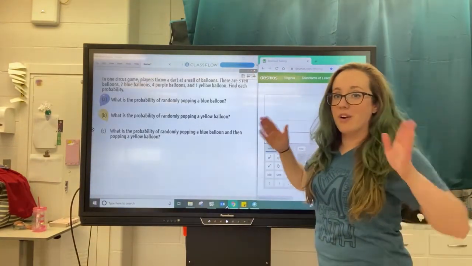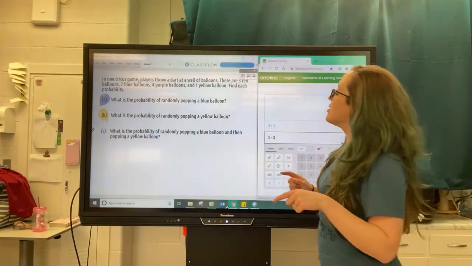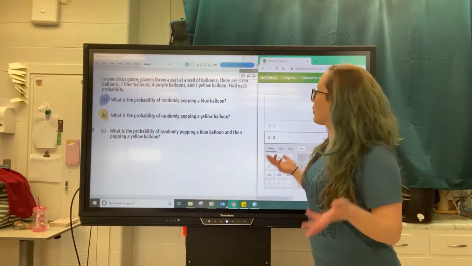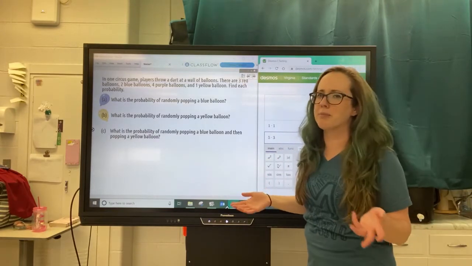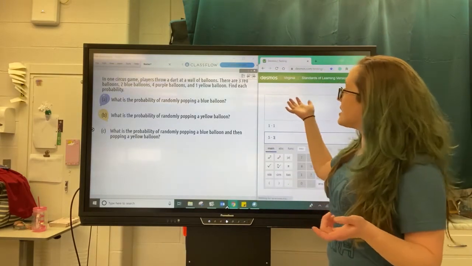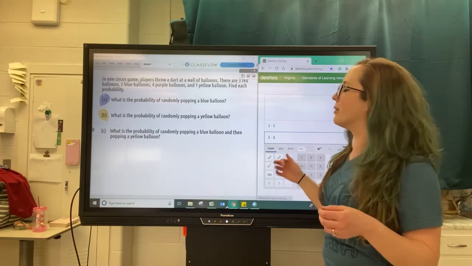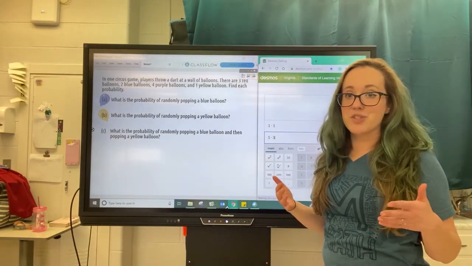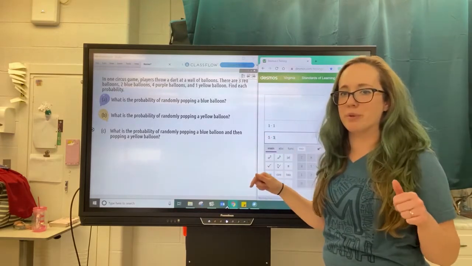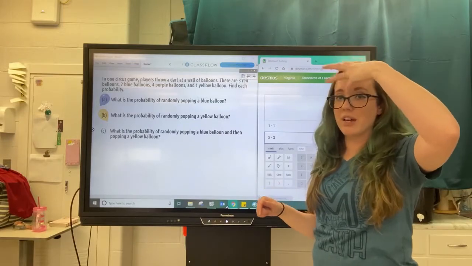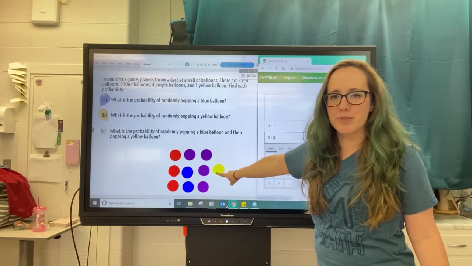All right, so our next problem is a little bit different, but we're going to start off with the easy stuff again. So it says, in one circus game, players throw a dart at a wall of balloons. Maybe you've seen that before. Probably not at the Salem Fair, but maybe somewhere else. At this game, there are 3 red balloons, 2 blue balloons, 4 purple balloons, and 1 yellow balloon, and that's a lot. Okay, so what I'm gonna do is draw some dots down here to represent each of those balloons, because that's gonna help us visualize this problem. Okay, so here are my balloons. The yellow one might be kind of hard to see, but it's right there.